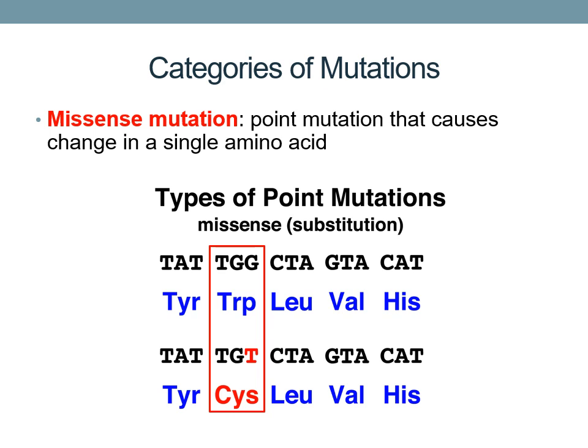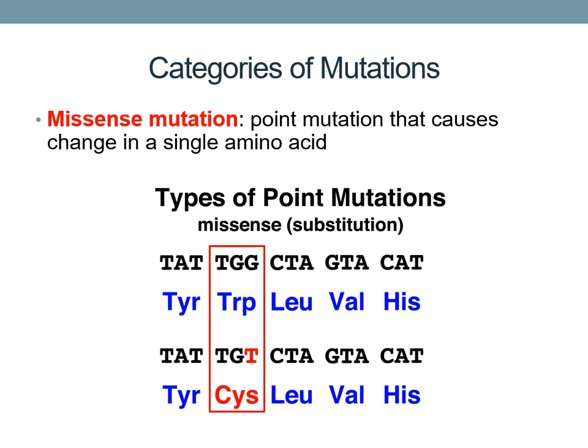Pictured here is an example of a missense mutation. This type of point mutation is due to a change in a single amino acid. One base has been changed, and the new sequence codes for a different amino acid. The sequence on the top in the red square is TGG and codes for the amino acid tryptophan. Something happened where the guanine was changed to a thymine in the DNA. So now, when this new DNA sequence is transcribed and then translated, the new amino acid is cysteine.